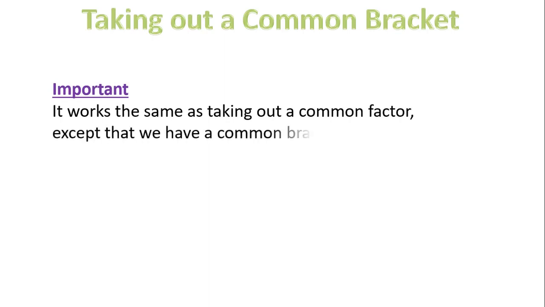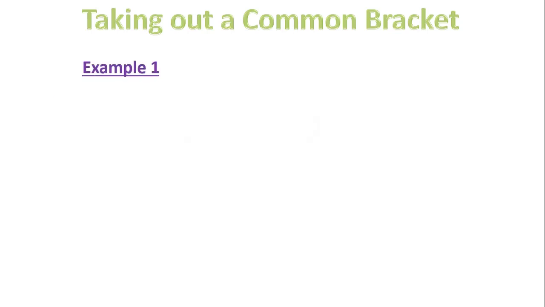So when we're taking out a common bracket, it's very important. It works the same as taking out a common factor, except that we use a common bracket. So instead of an x or an x squared, we take out a whole bracket. But let's look at our examples. Example 1. Here we have 3a(x + 1) - 2b(x + 1).